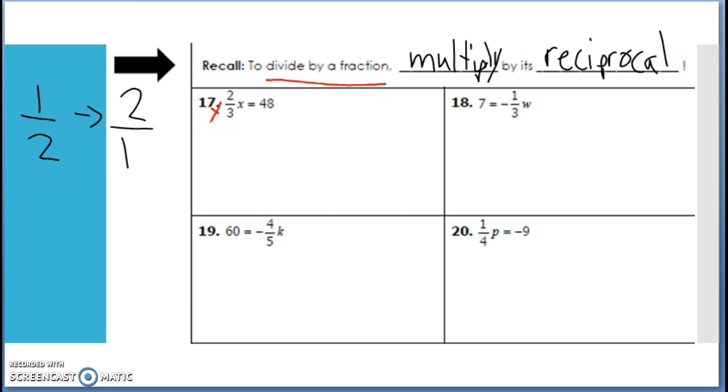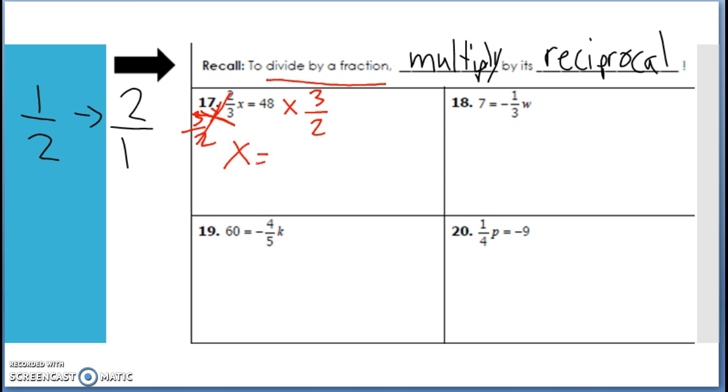Well, what's the flip, or the switch, of 2/3? 3/2. And what we do to one side, we must do to the other. So 2/3 times 3/2. Well, that really means crosses out our 3's. 3 divided by 3 is 1. And 2 divided by 2 is 1. So on the left side, all we have is x. And on the right, we have 48 times 3/2.